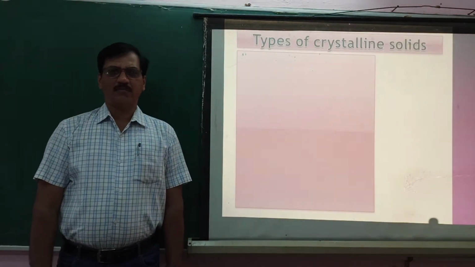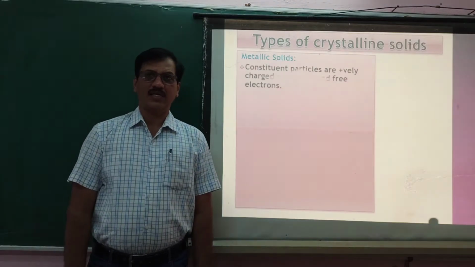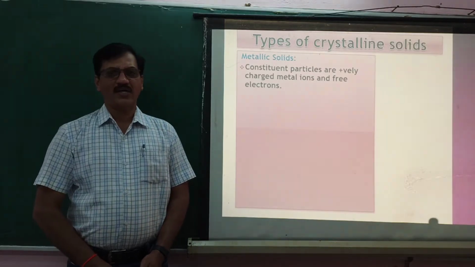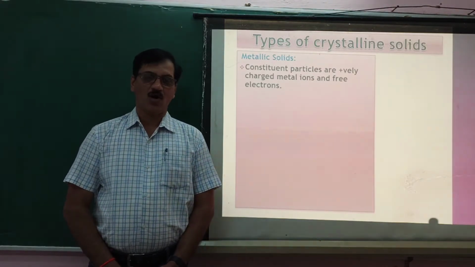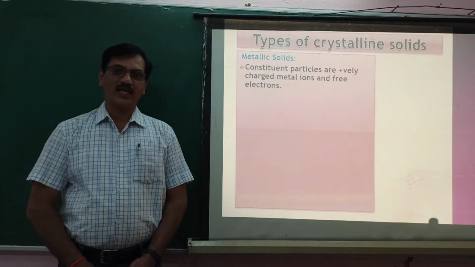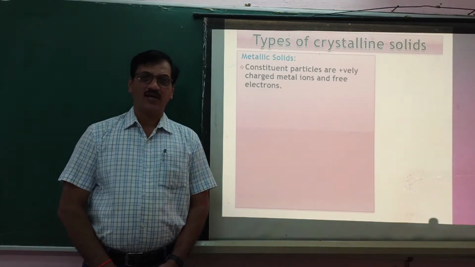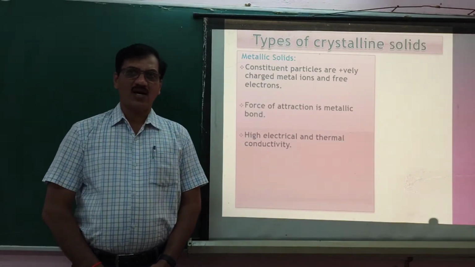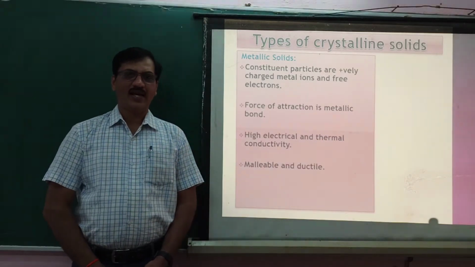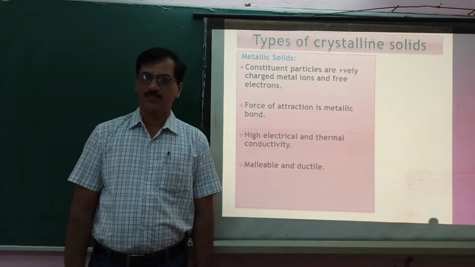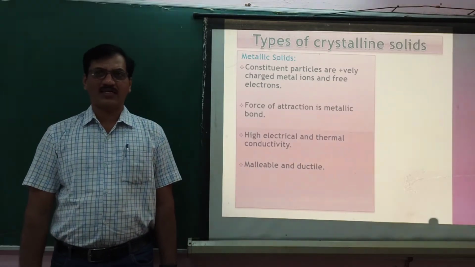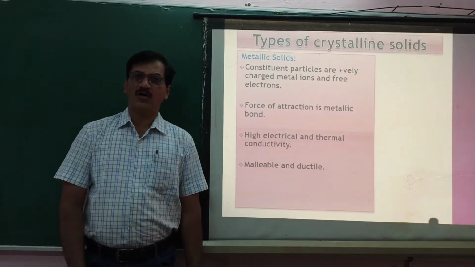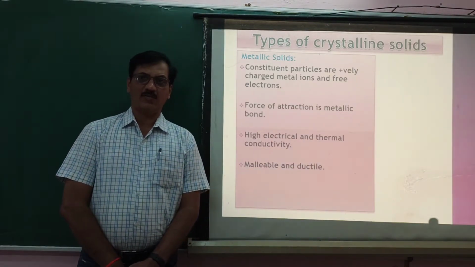Now, another type of solid is metallic solid. In metallic solids, constituent particles are positively charged metal ions, or kernels, and a pool of free electrons. This is the arrangement in metallic solids. Metallic solids are held by metallic bond and they have high electrical and thermal conductivity. The free electrons are responsible for electrical conductivity, and vibration of kernels is responsible for thermal conduction.